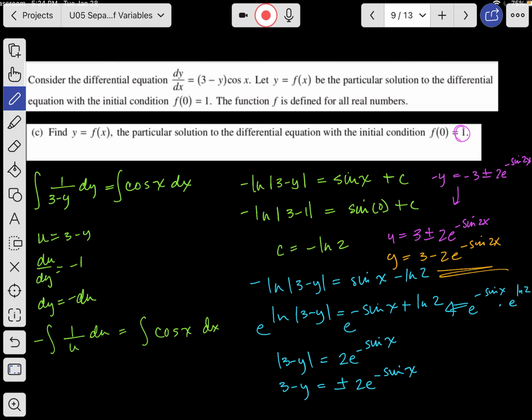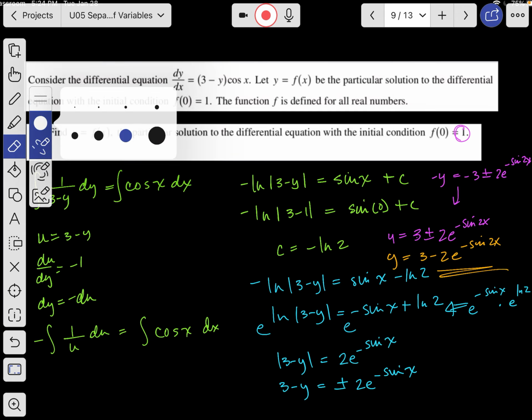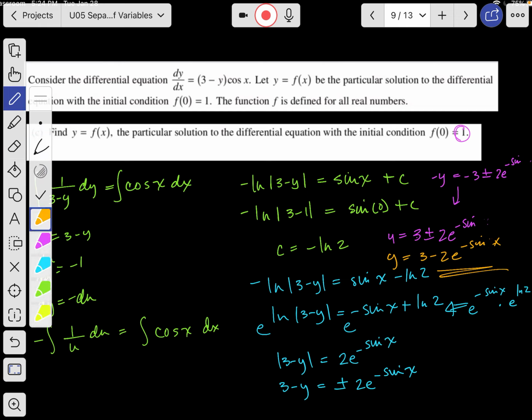I don't know why I ended up writing a sine 2x. It should have just been sine x. Sorry about that, guys. I just realized. I was like, where did this extra 2 come from? That should have just been sine x. So if any of y'all caught that, good for you. I'm just writing extra 2's. Didn't mean to. There we go. All fixed.